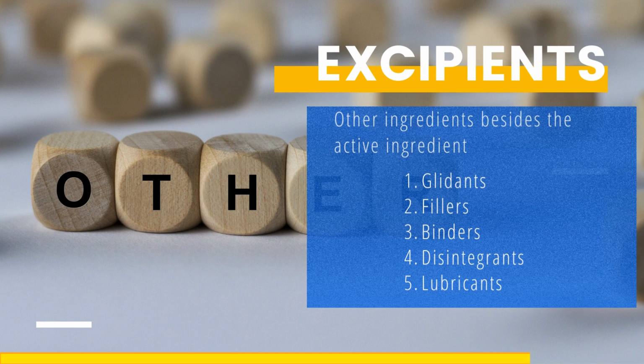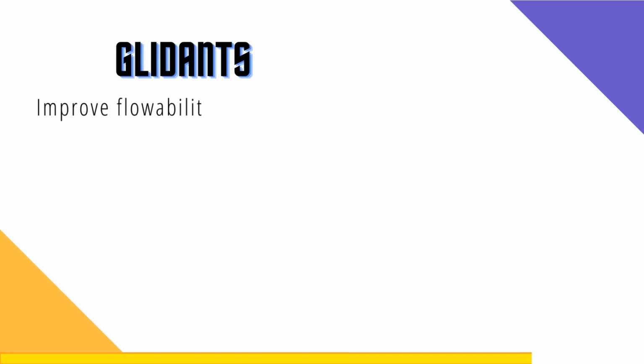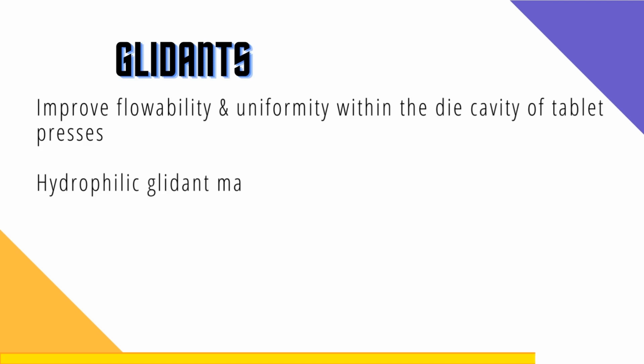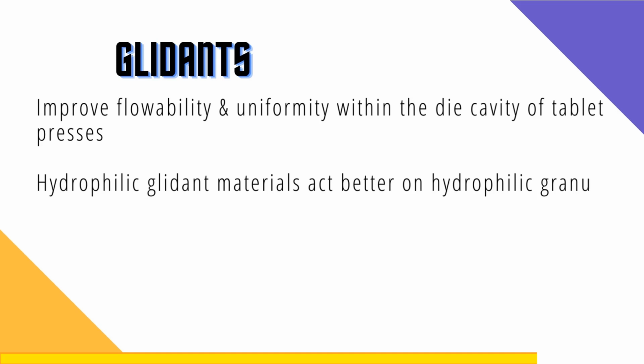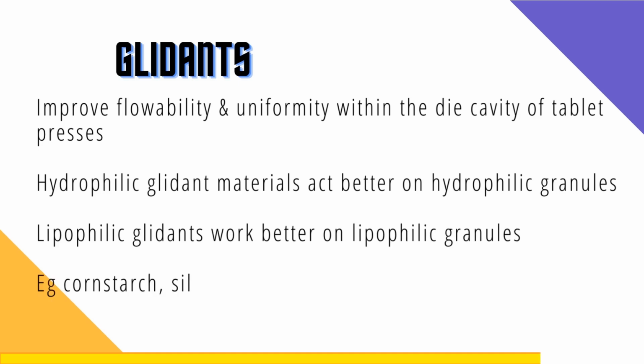Excipient refers to all the other ingredients besides the active drug that you add in. Right, so the first one that we're going to talk about is glidants. As the name suggests, they help the tablet materials to glide and flow through uniformly into the die cavity of the tablet compressor. Hydrophilic glidant materials act better on hydrophilic granules and vice versa for the lipophilic ones. Examples of glidants include cornstarch, silica derivatives, and colloidal silica.